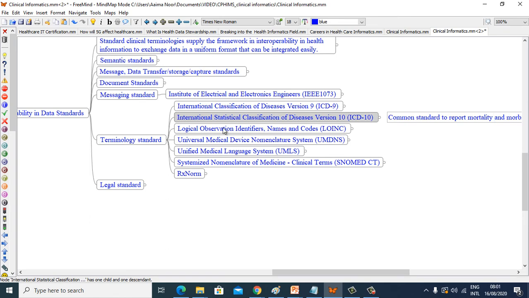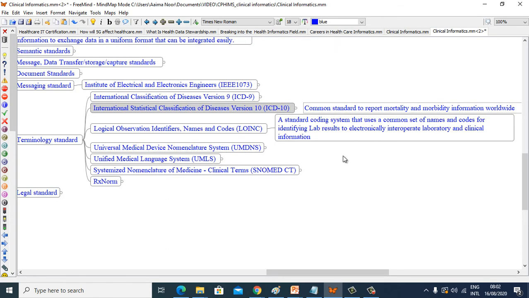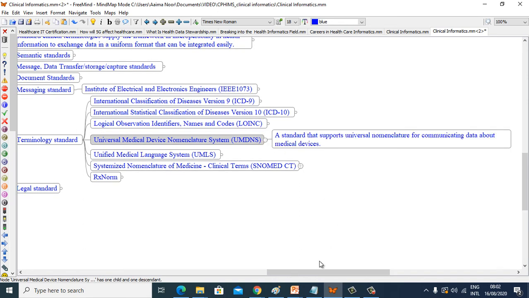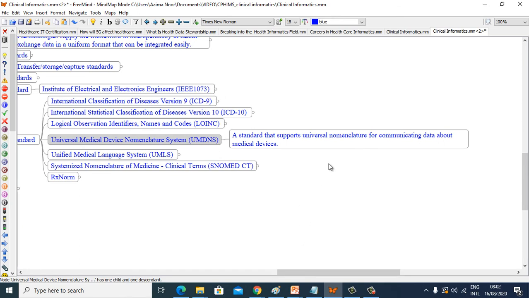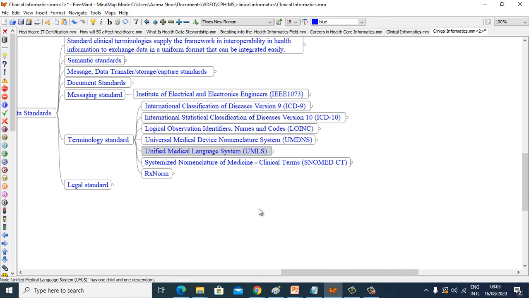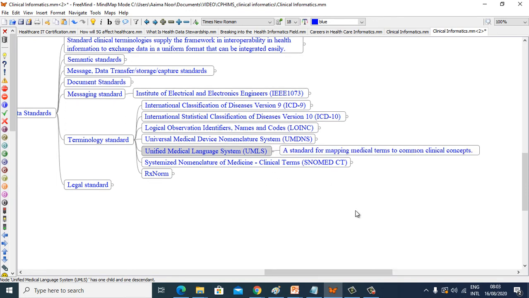Now we see Logical Observation Identifier Names and Codes, LOINC, a standard coding system that uses a common set of names and codes for identifying lab results to electronically interoperate laboratory and clinical information. Universal Medical Device Nomenclature System, UMDNS, a standard that supports universal nomenclature for communicating data about medical devices. Unified Medical Language System, UMLS, a standard for mapping medical terms to common clinical concepts.